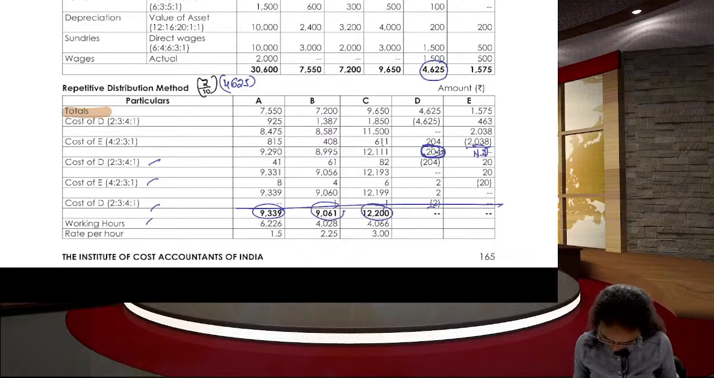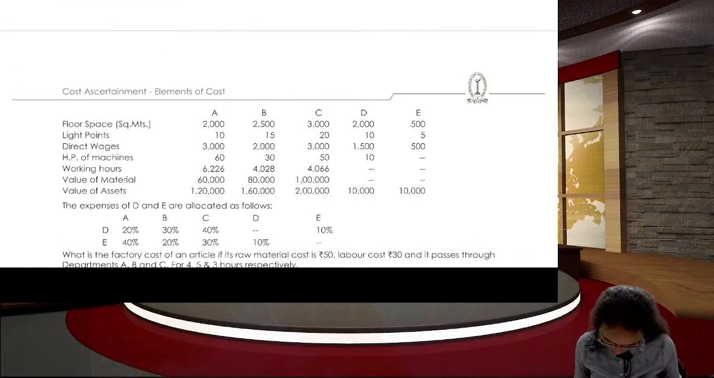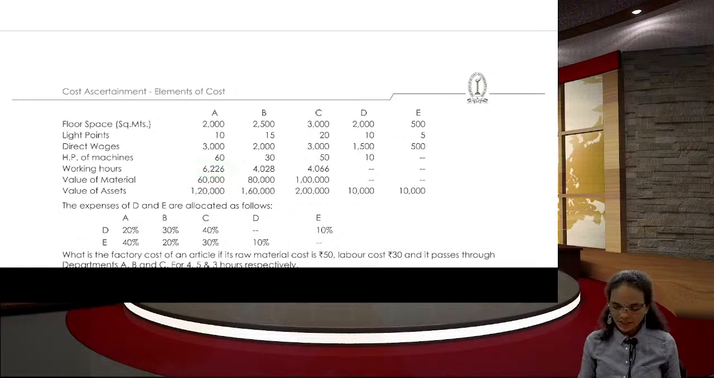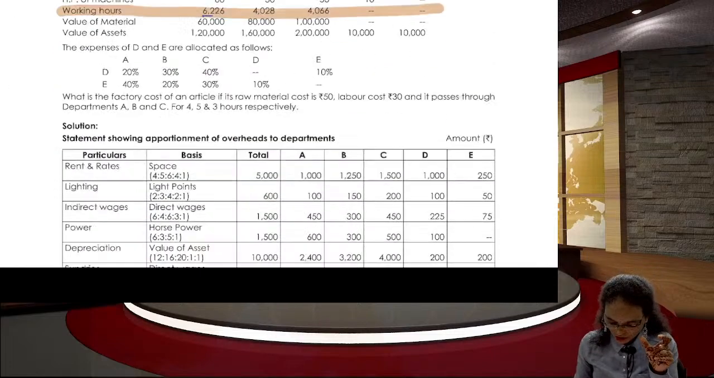Working hours. Wait a second. Yeah, working hours. See, working hours information is already given, readily given. Sometimes they will not give, but here it is given readily. So the expenditure totally incurred is how much?